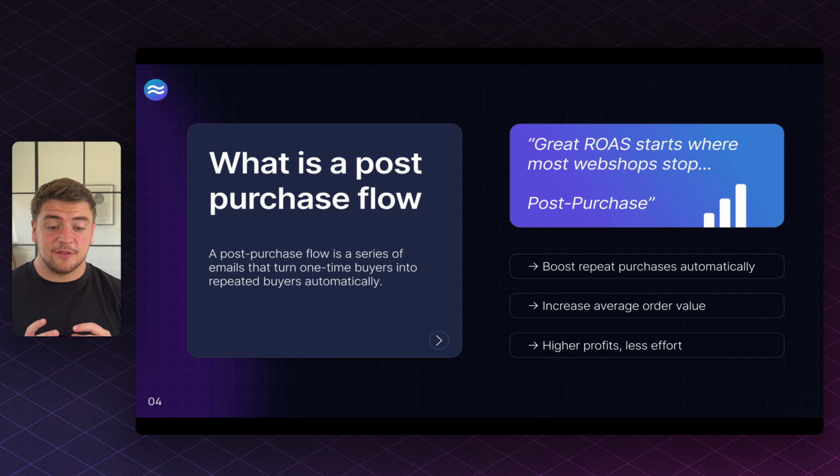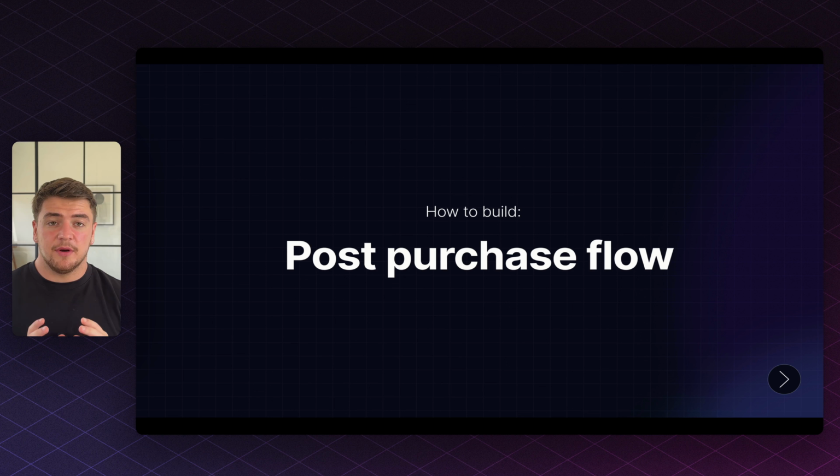Then here at the right side there's a small quote: great ROAS starts where most web shops stop. And that's actually post-purchase, because you already spent some ad spend on the customer, and therefore by retargeting them immediately post-purchase you can get the most out of your ROAS, because you literally don't have to spend any additional ad spend to retarget this customer. So why is this post-purchase upsell so important? It boosts repeated purchases automatically, it increases the average order value, and it leads to higher profits with actually less effort. So right now I'm going to show you how to build a post-purchase flow.